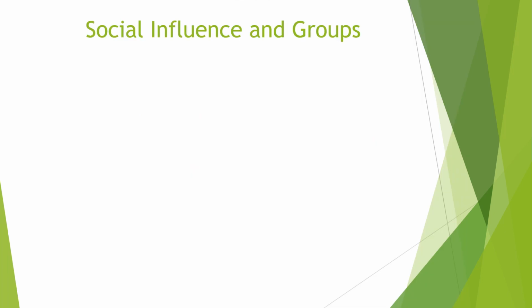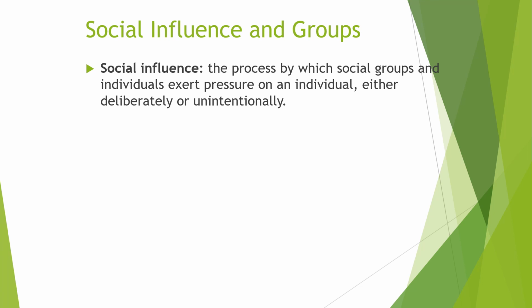The first thing we want to look at is social influence and groups. I want to give a basic definition for both of these. First off, social influence is a process by which social groups and individuals exert pressure on an individual, either deliberately or unintentionally. Again, they do it either deliberately or unintentionally.